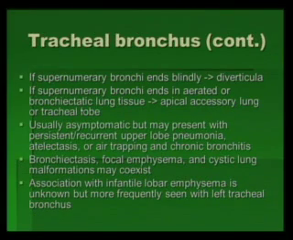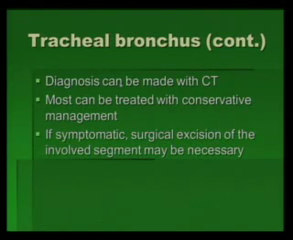lobe. It's usually asymptomatic but may present with persistent recurrent upper lobe pneumonias, atelectasis, or air trapping and chronic bronchitis. Bronchiectasis, focal emphysema, and cystic lung malformations may coexist. It's associated with infantile lobar emphysema, unknown but frequently seen with left tracheal bronchus. So if you have a left-sided one, you might have a lobar emphysema. The diagnosis can be made with CT.